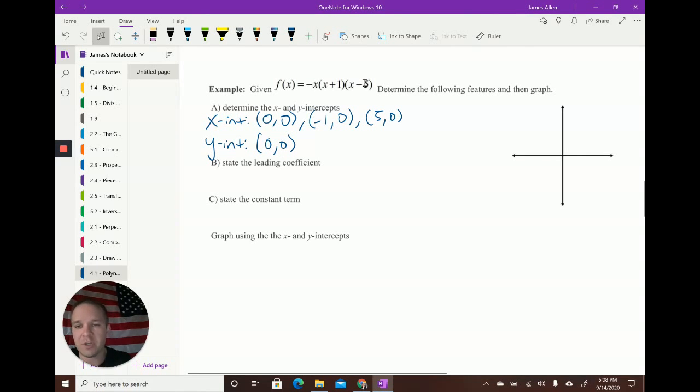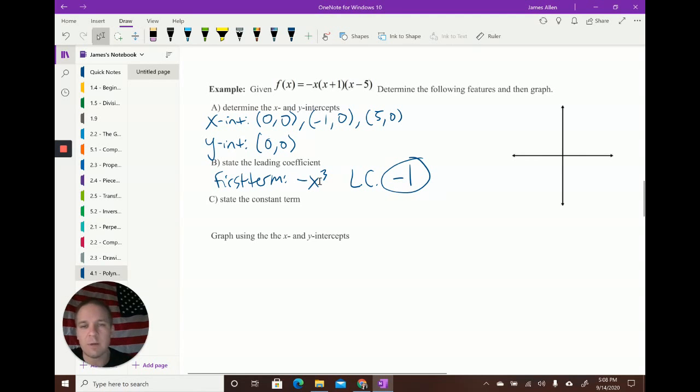Alrighty. Leading coefficient. Well, the first term, that's going to be negative x times x times x. That's going to be negative x cubed. So the leading coefficient is going to be negative 1. Okay, so that's for that one. But I think it's helpful to know that our first term is negative x cubed. That's going to help in the graphing.